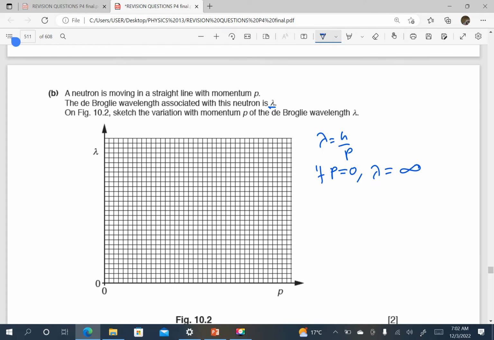Suppose we do it the other way around and say p equals h over lambda. If lambda tends to 0, then p will also tend to infinity. So the graph does not touch both axes. It will be just a concave curve, a curve without touching any of the axes. As simple as that. You can think about it. The gradient is negative and it is not touching any of the axes.